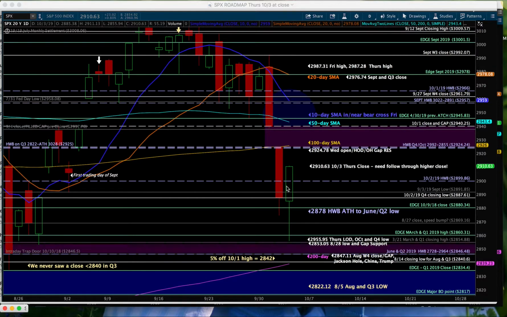Here we were at the end of the day, Thursday. We had bottomed out, made our low thus far, I should say 28.55, not 29.55. But anyway, we made our low. We rallied back to close more than halfway back on the day. You can see here.